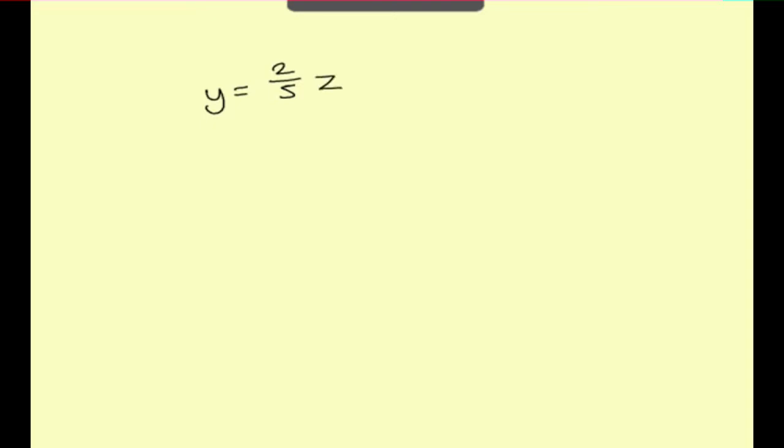So using this, we can determine the value of y when z equals 6, which is the answer to part A. So when z is equal to 6, y is equal to 2/5 multiplied by 6. So that means y is equal to 2 and 2/5. Okay, so that's the answer to part A.